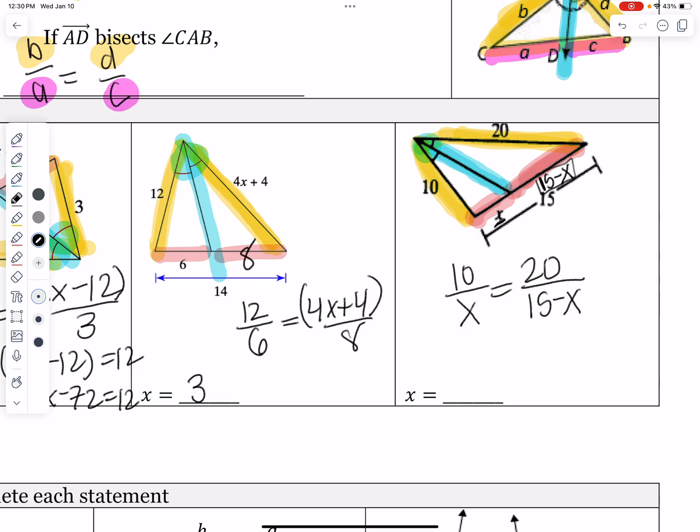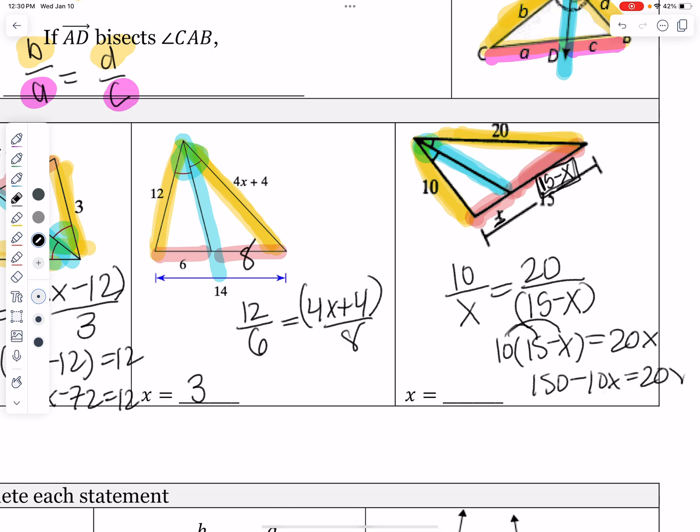So this one's probably the most difficult that you've seen so far. If that were 15 and 5, you would just do 15 minus 5 is 10. But since we don't know what it is, it's an x, and so you do 15 minus x. Okay? So again, put that in parentheses. That'd be 10 times 15 minus x, you distribute, equals 20x. You get 150 minus 10x equals 20x. So 150 equals 30x. So x should be equal to 5.